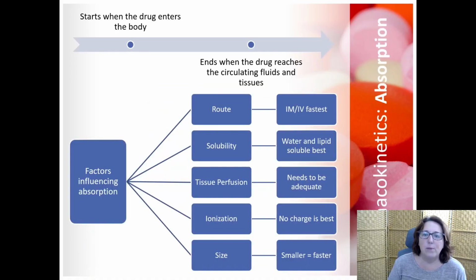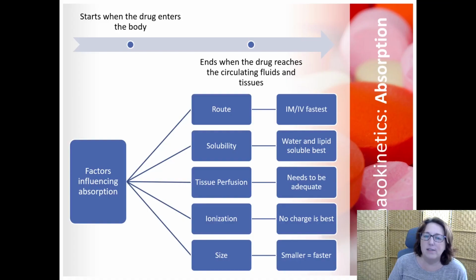So first we'll go through absorption. Absorption starts when the drug enters the body and ends when the drug reaches the circulating fluids and tissues. So this is moving the drugs from the point of administration to the bodily fluids. There are many factors that can influence absorption. First is route. IV or IM, so intravenous or intramuscular, are the fastest routes to be absorbed. Table 2.1 in your book explains how the different routes affect absorption.